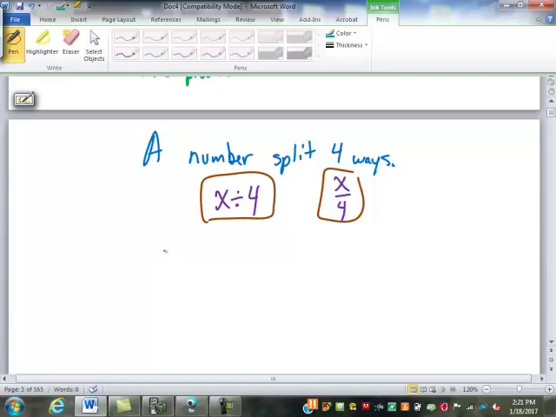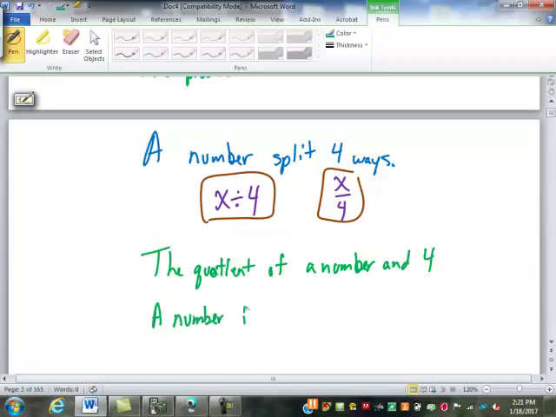There, I heard it. The quotient of a number and 4. Any others? A number into 4. Okay, let's look at that one. A number into 4.